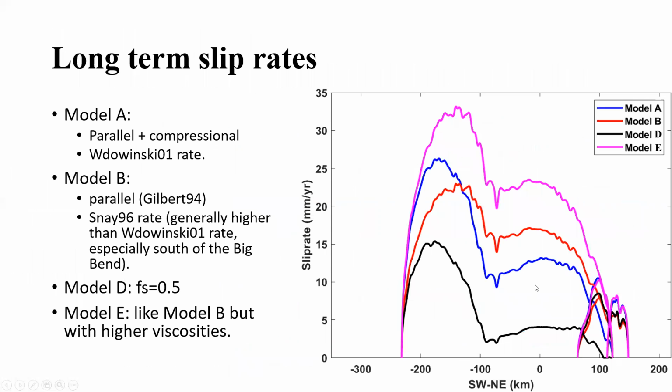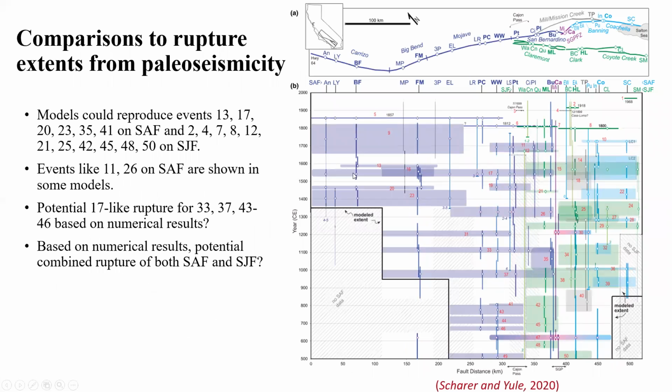The long-term slip rate from several models are presented here. They generally show the decreasing trend from north of the Big Bend to the San Bernardino segments. And the details of the value depends on the static friction level of the fault system and also the viscosities in the model. We care about whether we can reproduce past ruptures from paleoseismicity.